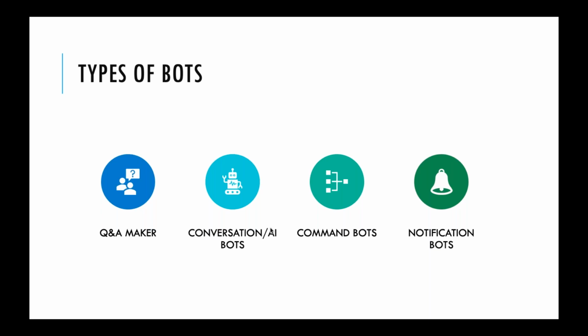And then there are notification bots, where, as in one of the examples Scott was talking about, when you receive an email in your Outlook, you can receive a notification inside your bot. I will show you how this happens. So these are the typical types of bots that you will encounter and that are broadly used in the industry for various kinds of business process automation.